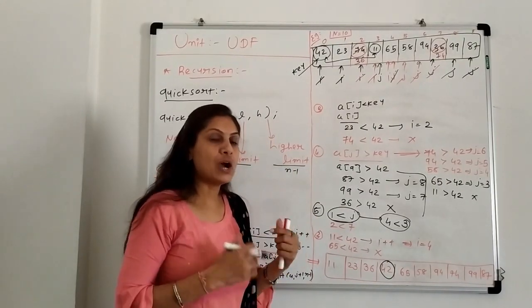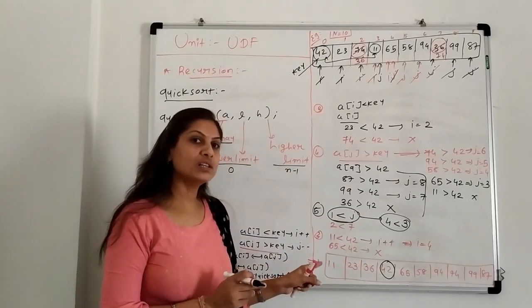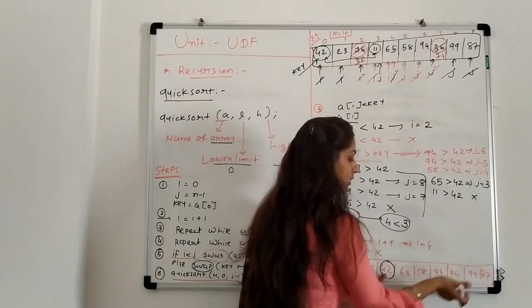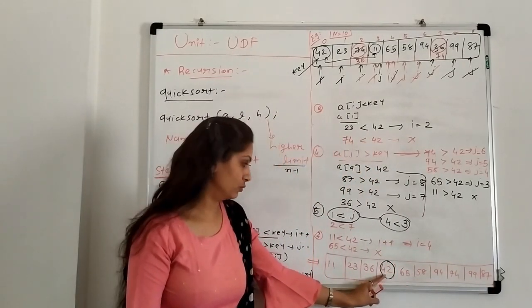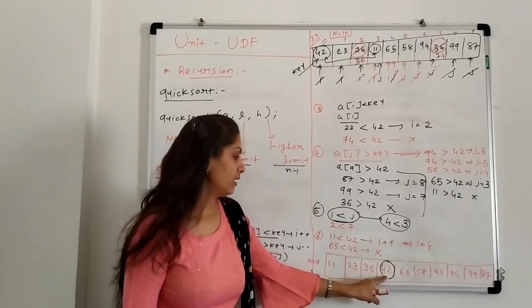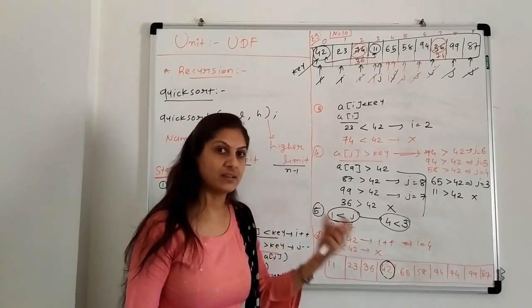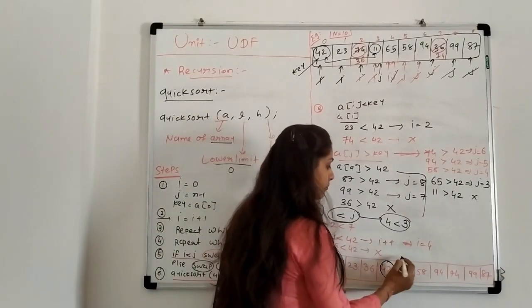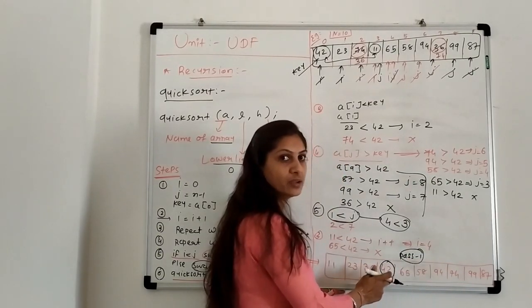How do we know this answer is true? On the left side of 42, all the elements are smaller than 42, and on the right side of 42, all the elements are greater than 42. So according to checking left and right hand side of the key, if we are getting the proper answer, that means our answer is true. The first pass is completed. This is known as pass 1. The first element is placed in its position.